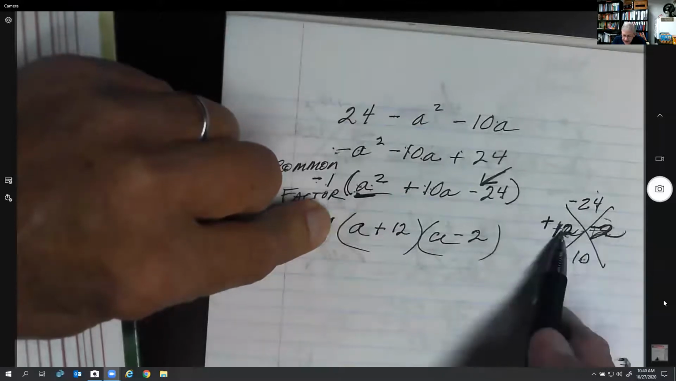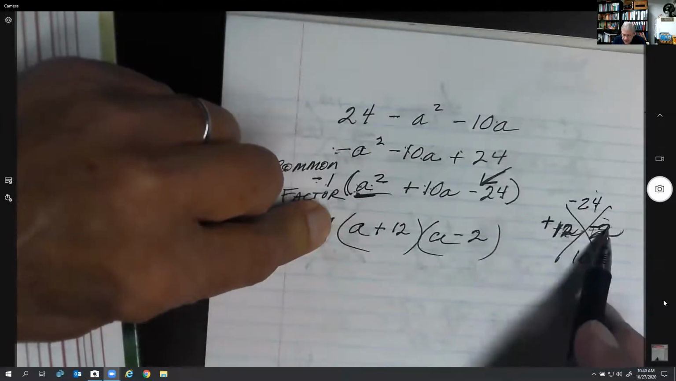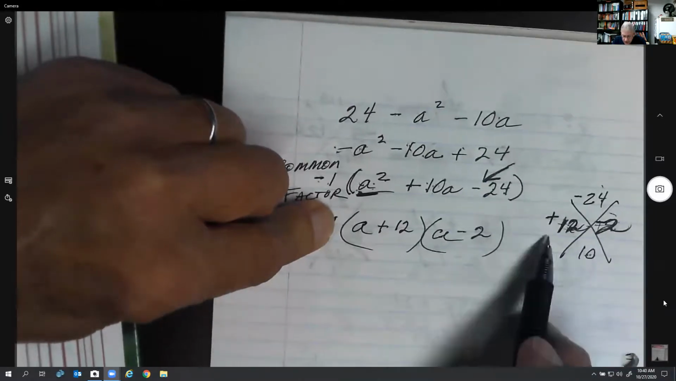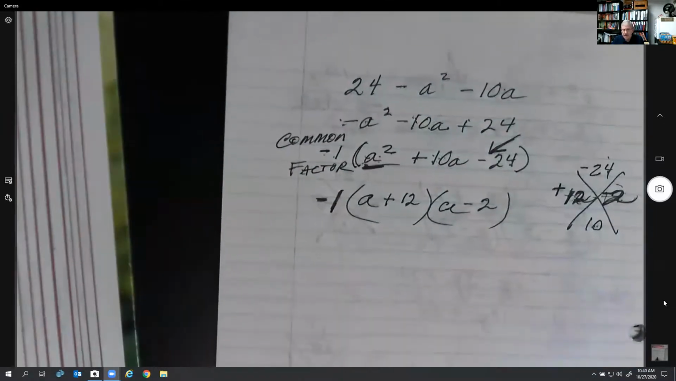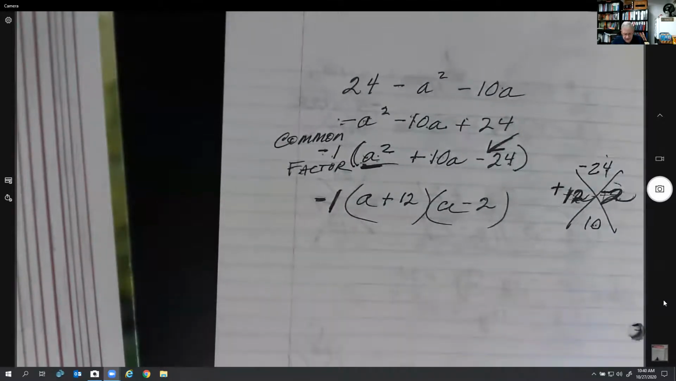If you put this down here, you're going to see 12 minus 2 is 10. 12 times minus 2, or 12 times negative 2, is negative 24. You're going to get your combination. There's only one combination that works on this problem, and it isn't 6 and 4. It isn't 8 and 3. It isn't 24 and 1. There's only one combination that's going to work. So we want to try it.